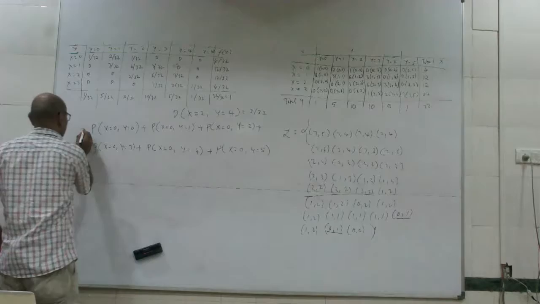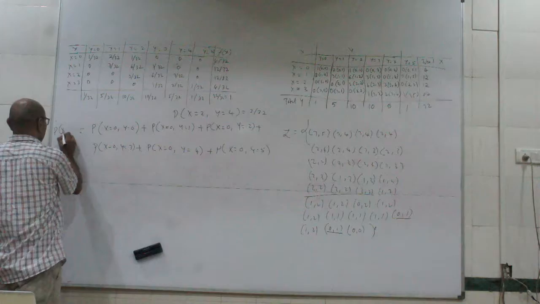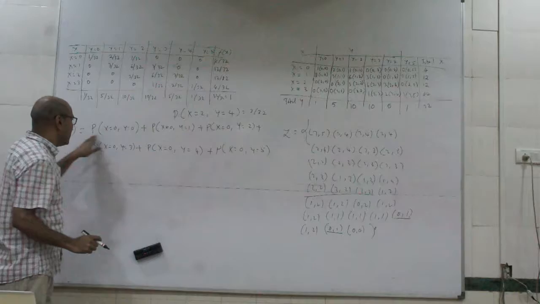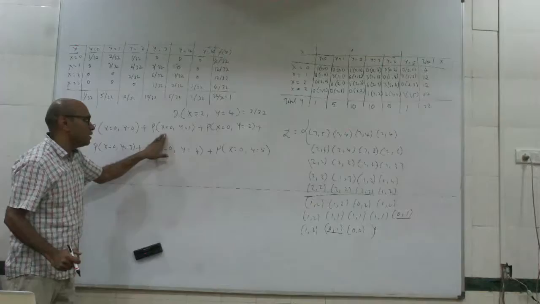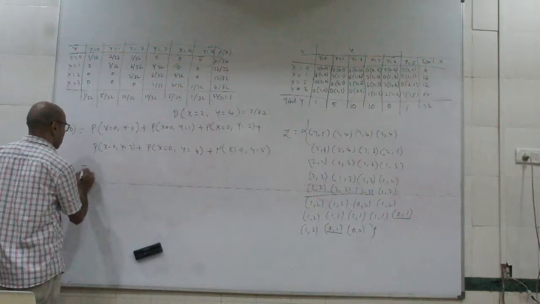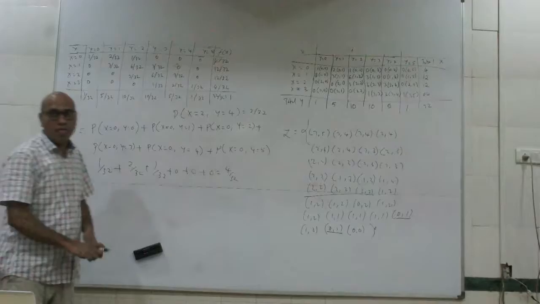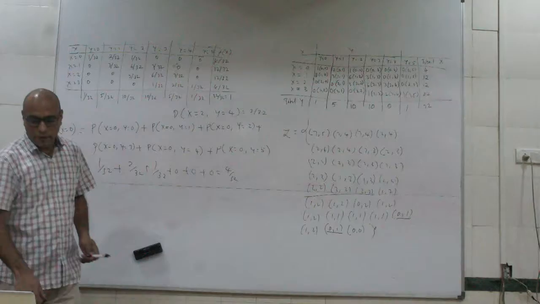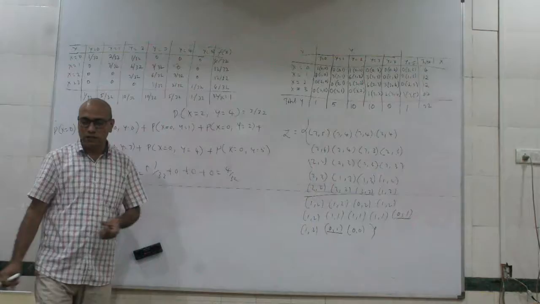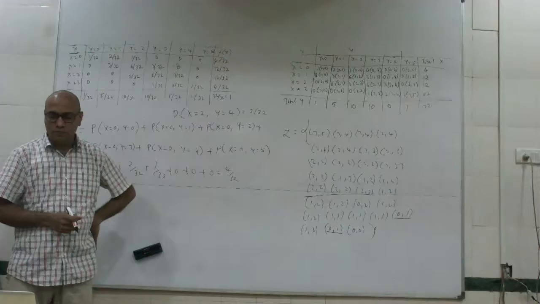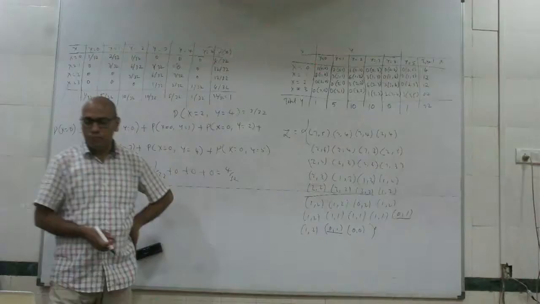So the probability of x equal to 0 is the probability that x takes a value 0 and y takes a value 0, plus the probability that x takes a value 0 and y takes a value 1, and so on, which is actually 1 by 32 plus 2 by 32 plus 1 by 32 plus 0 plus 0 plus 0, equal to 4 by 32. This 4 by 32, I would call the marginal probability. Now, what I can actually do is compute the expectation.